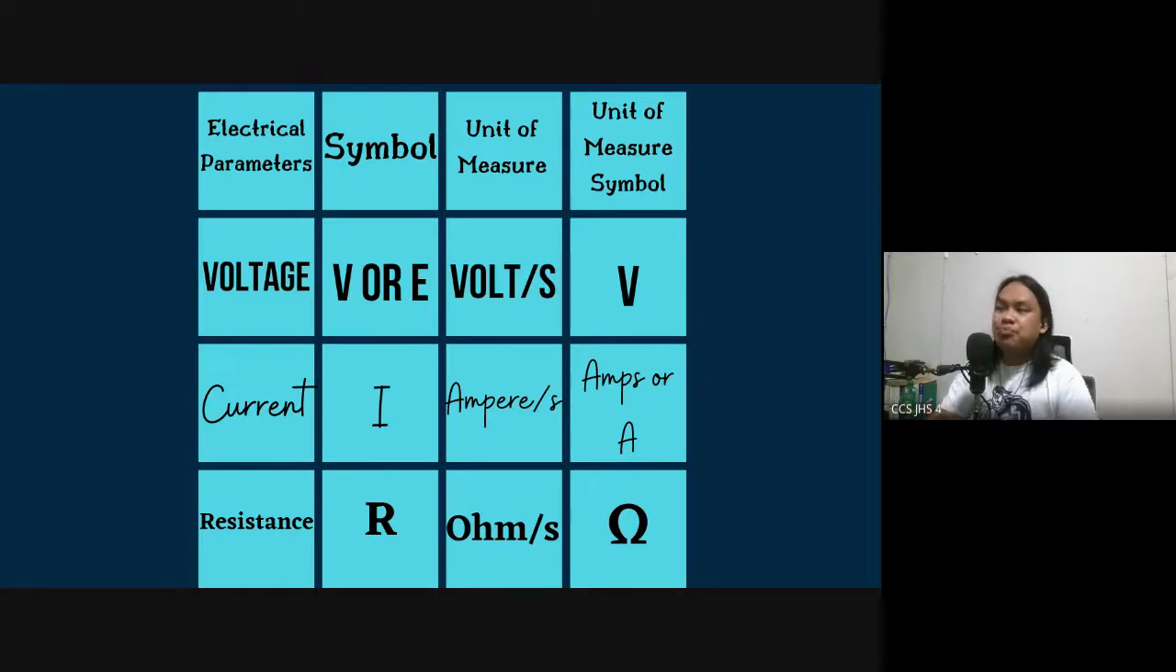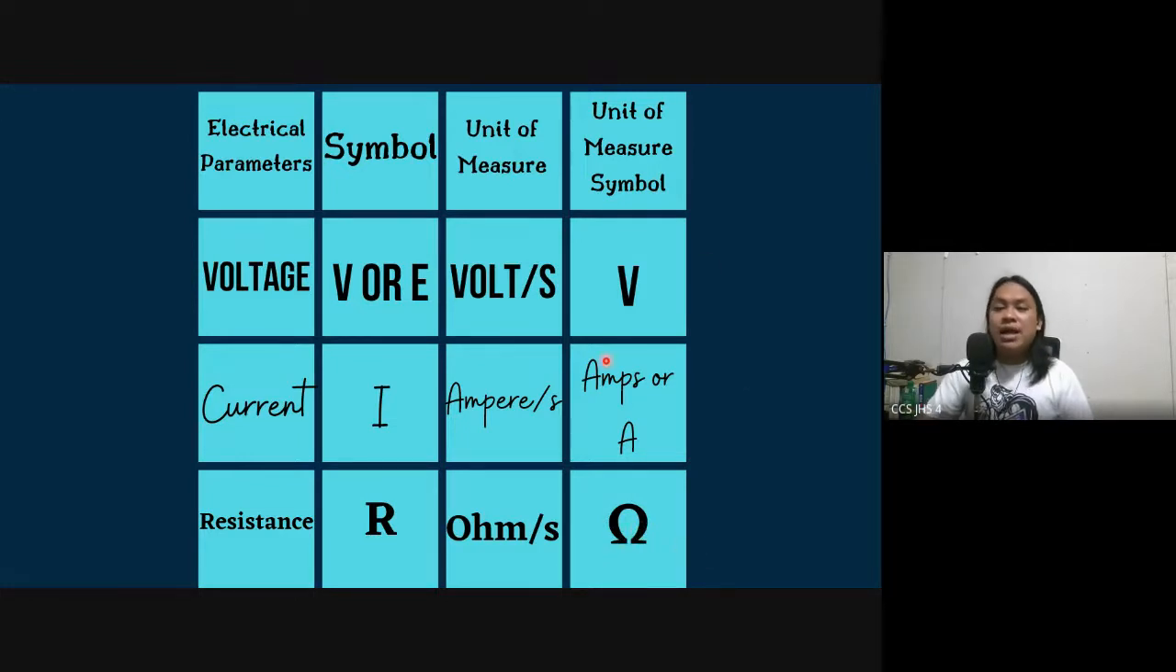Then lastly, for resistance, the symbol is capital letter R. The unit of measure is ohm or ohms. The symbol for ohms is the Greek letter omega. It looks like letter O but with tiny tails on both ends of the letter O. So this is the Greek letter omega.